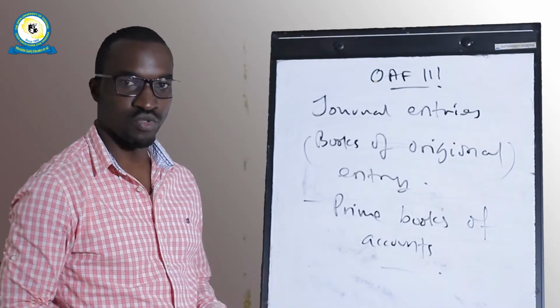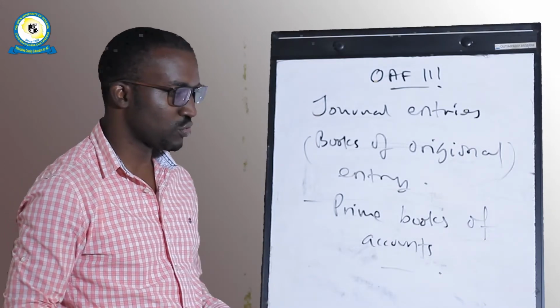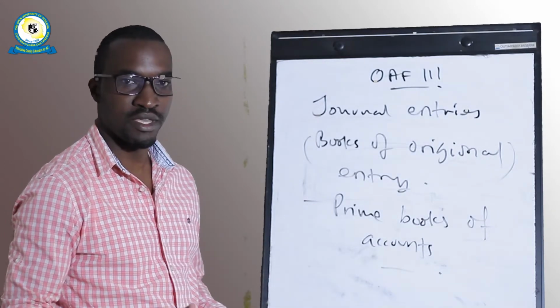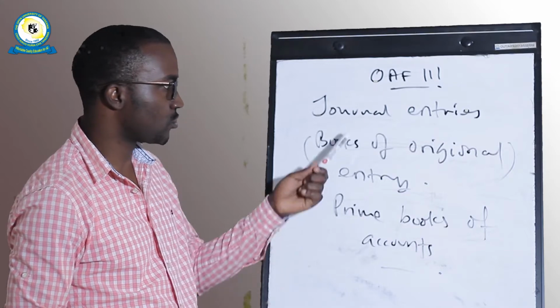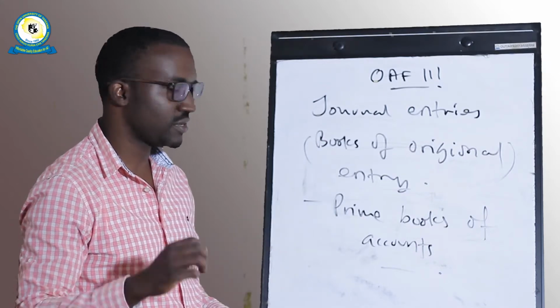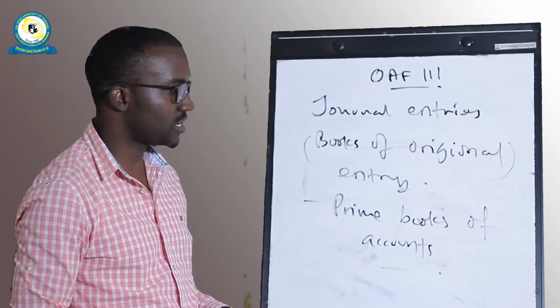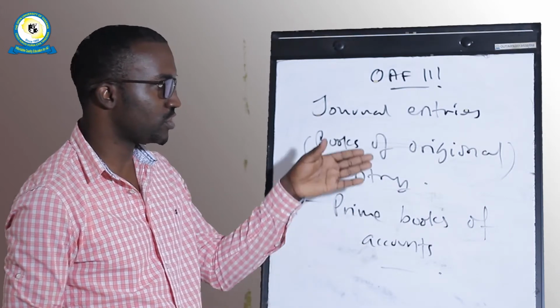In a nutshell, I'm going to explain to you so that I make you aware, and we are also going to have some 2 or 3 journal entries so that you understand what we mean by books of original entry and the journal entries.